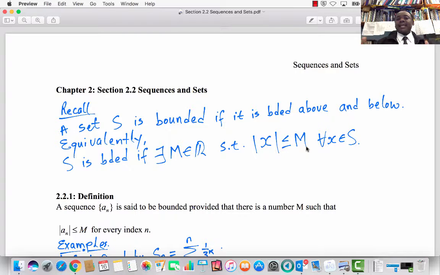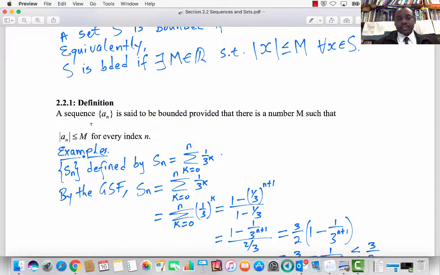We would now extend this concept to sequences. Subsection 2.2.1 definition. A sequence an is said to be bounded provided that there is a number m such that the absolute value of an is less than or equal to m for every index n, i.e., the sequence an is bounded if I can find a real number m such that the absolute value of an is less than or equal to that real number for every natural number n. Let's go ahead and look at a few examples.